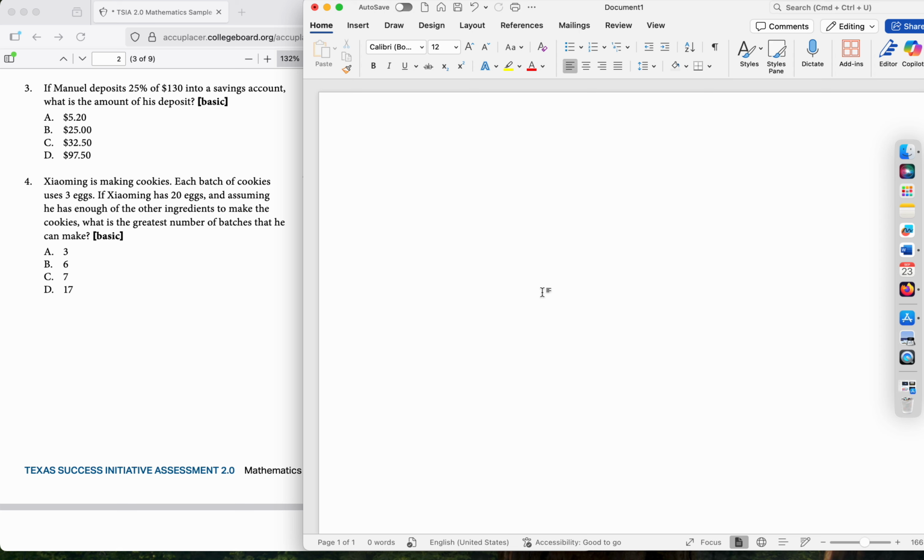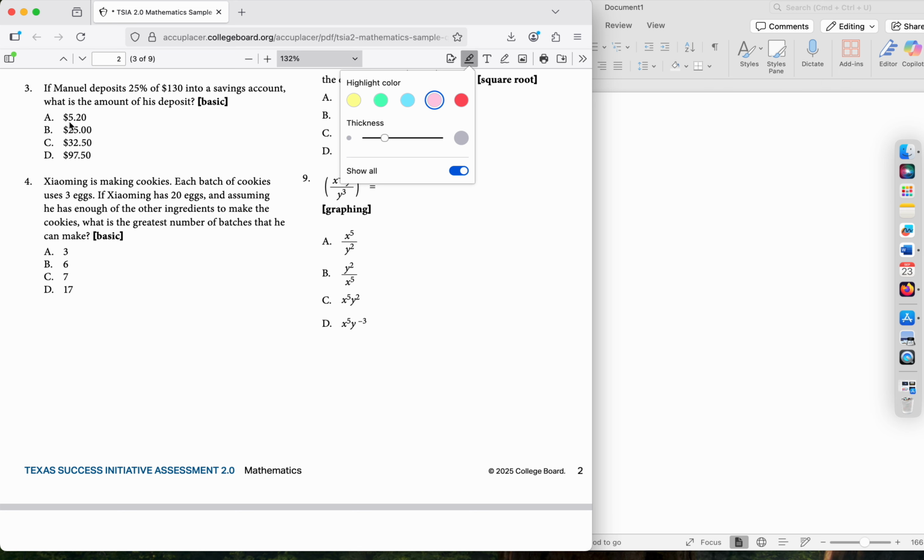All right, let's take a look at number 3. So number 3 says, if Manuel deposits 25% of $130, so already we know that this is some portion of $130, 25%. So if he puts 25% of $130 in his savings account, how much is he depositing?